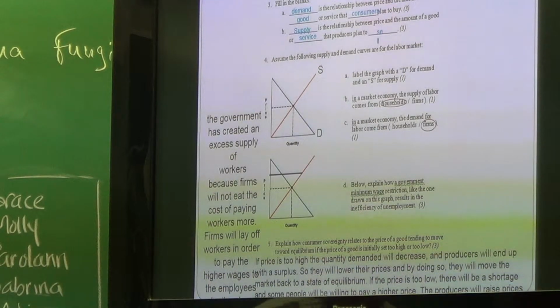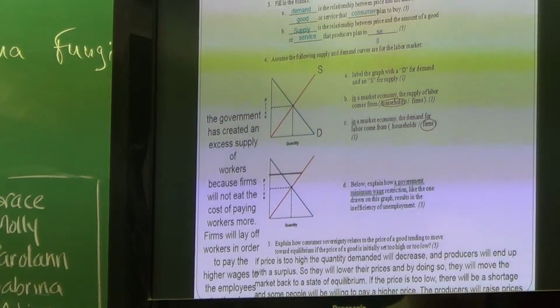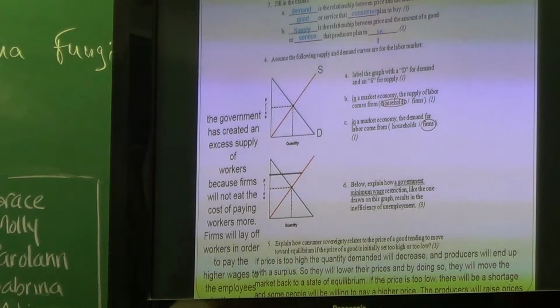Okay. Explain how consumer sovereignty relates to the price of a good tending to move toward equilibrium if the price of a good is initially set too high or too low. And the answer's there.